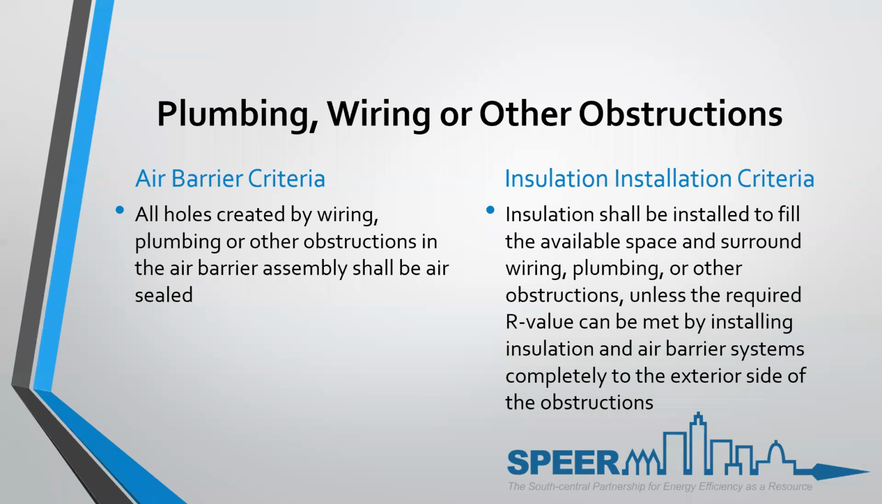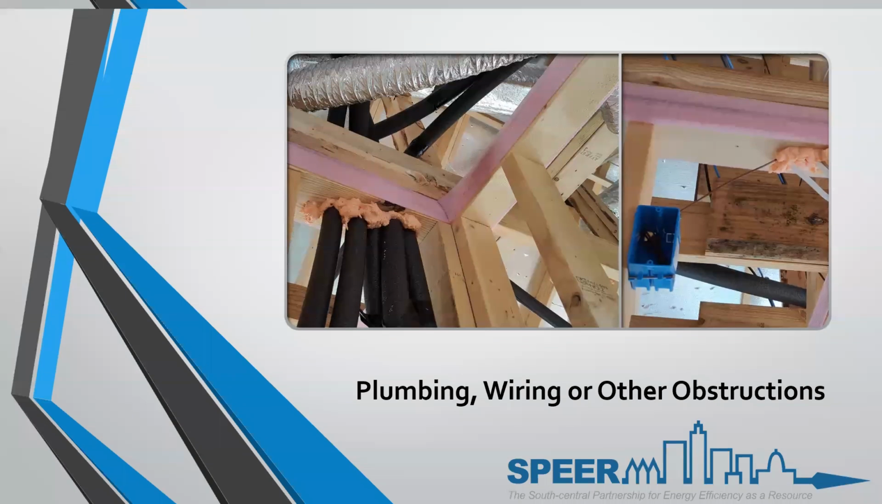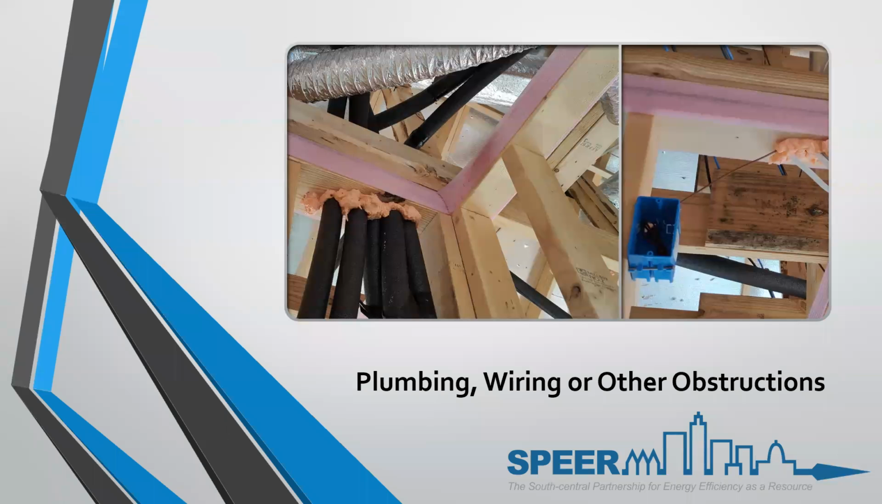Plumbing, wiring, and other obstructions. So holes, all holes created with wiring, plumbing, and other obstructions, air barriers shall be sealed. Insulation shall be installed to fill the available space around that stuff. So you can't just leave it exposed, unless the required R value can be met by installing insulation and an air barrier system completely to the exterior side of the obstruction. That just goes by saying if you're using continuous insulation, things like that, you may not have to re-insulate it if you've used enough insulation on the outside. Just examples of that should go without explanation, but all penetrations through top plates and other portions of the envelope must be sealed, including plumbing, electrical, and other obstructions.